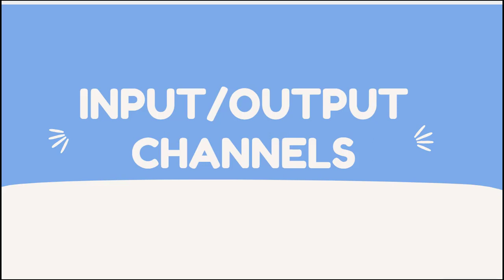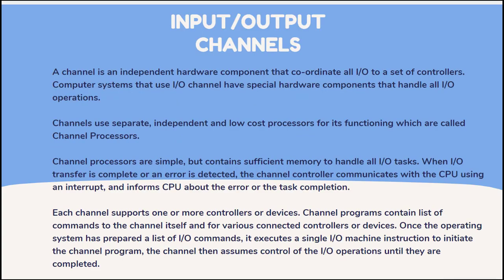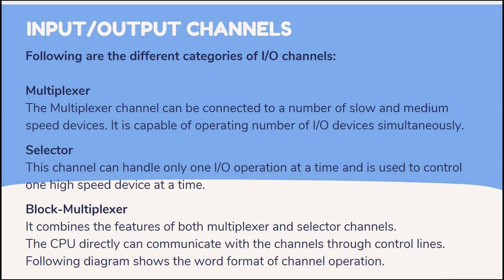Now, each channel supports one or more controllers or devices. Channel programs contain lists of commands to the channel itself and for various connected controllers or devices. The following are different categories of I/O channels. The first one is the multiplexer. The multiplexer channel can be connected to a number of slow and medium speed devices. It is capable of operating a number of I/O devices simultaneously.